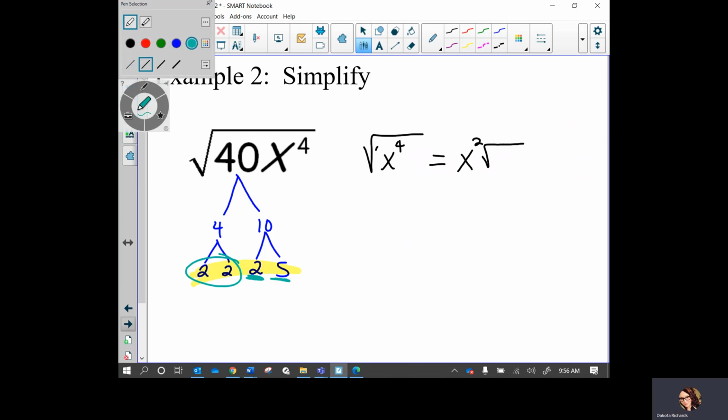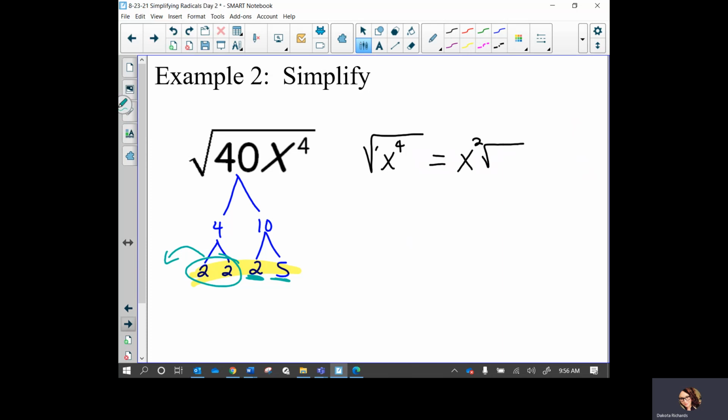Let's do green. So on the outside, you had this 2 that came together. Remember, it's a pair. So they come together as one unit and they come out of the radical. So we have 2 on the outside. And then you had this x squared on the outside too. On the inside, you have the 2 times the 5. Okay, so this is just 2x squared square root 10. Nothing to it.